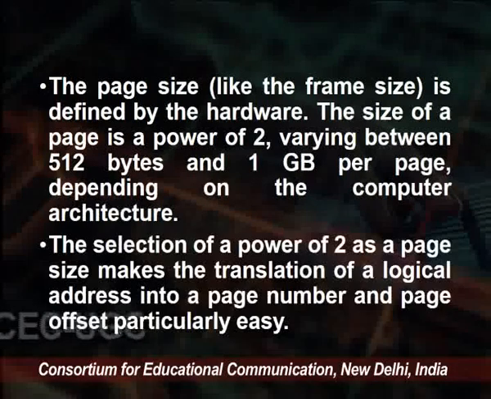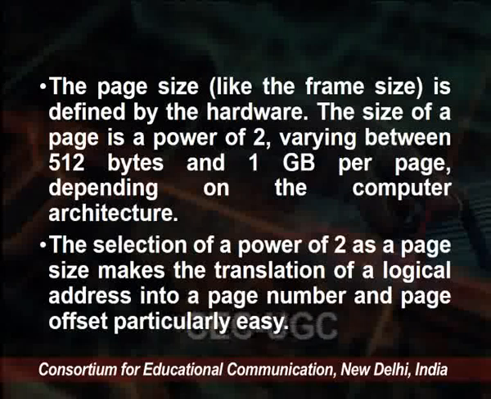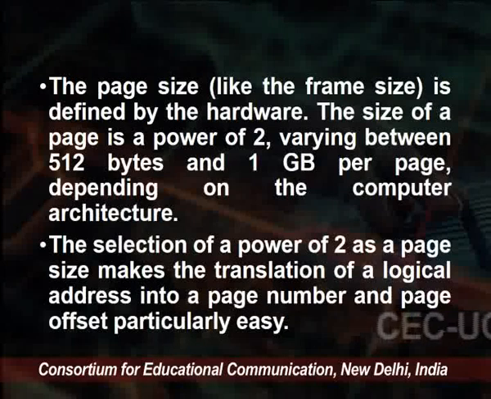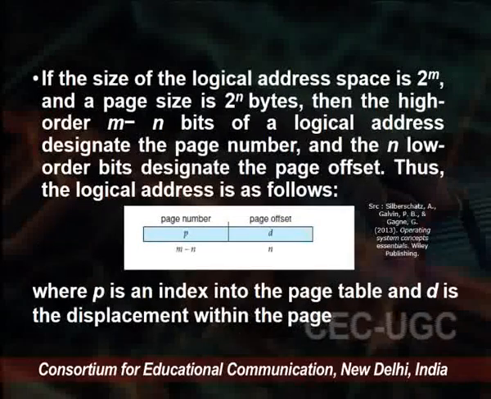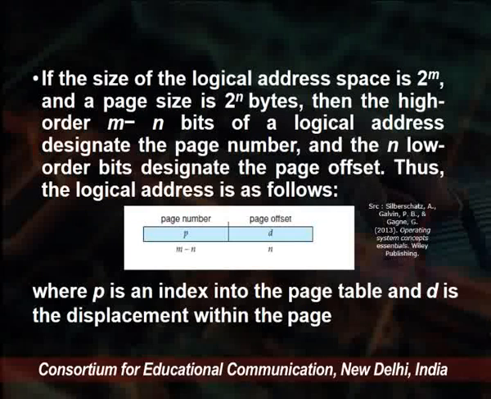Now it's also very important that a power of 2 is used as a page size, because it makes the translation of a logical address into a page number and then a page offset particularly easy. So if the size of the logical address space is 2 raised to the power m, and a page size is 2 raised to the power n bytes, then the high order m minus n bits of a logical address will designate the page number and the n low order bits will designate the offset. So therefore we will get the logical address in the form of page number and page offset.